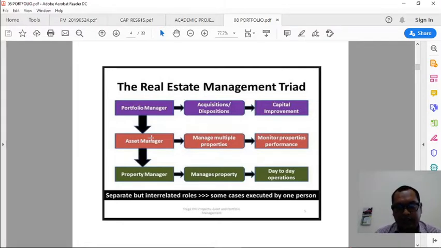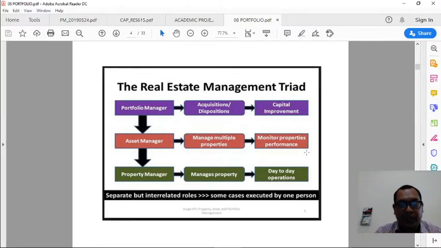Like you manage an asset, whereby you manage multiple properties and monitor the properties' performance, like in our quiz before, where you manage the assets of Tabung Haji in the northern region. You have Tabung Haji properties in Perlis, in Penang, in Kedah, in Perak. So you manage all of these properties, and then you become the head, and you have the property managers or the executives working for you.